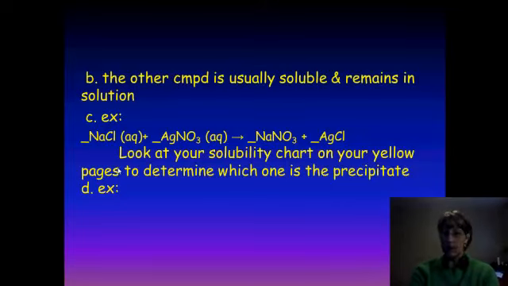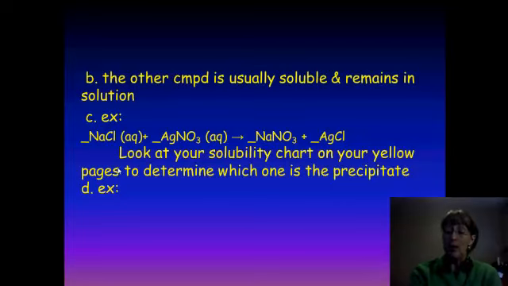AgCl. Okay. How do you know which one is the solid one and which one is still left in the water? That's when you look on another chart that's on your star pages. You have this solubility chart on your yellow pages, and that's how you determine whether sodium nitrate is the precipitate, or silver chloride is the precipitate. Pause this and take out your yellow pages. This is really important. You need to know how to use these charts.